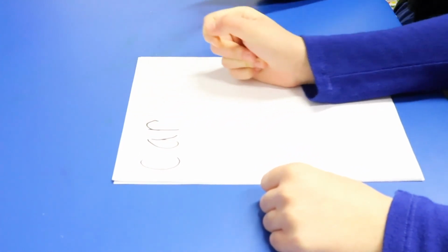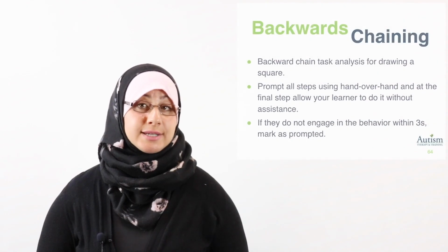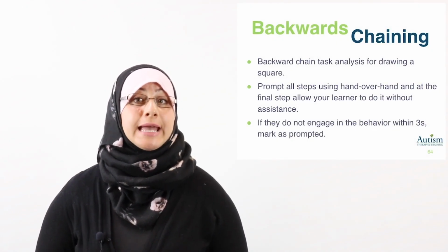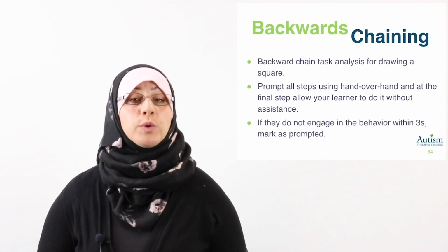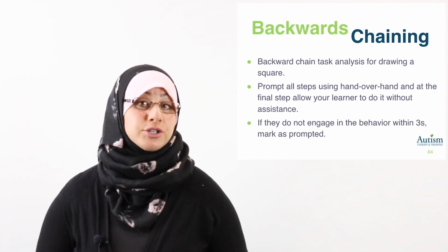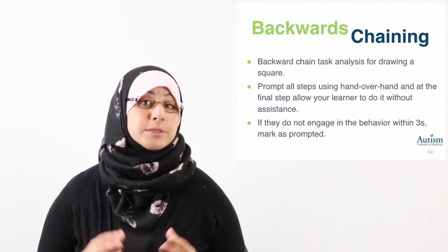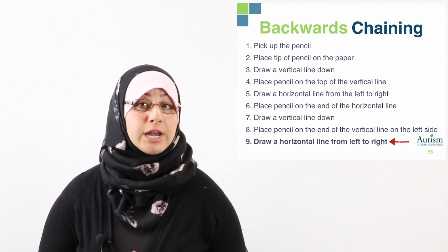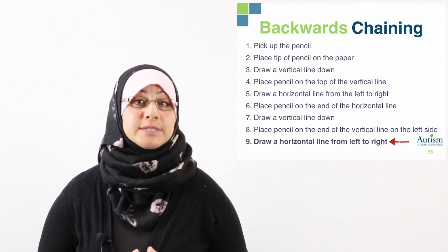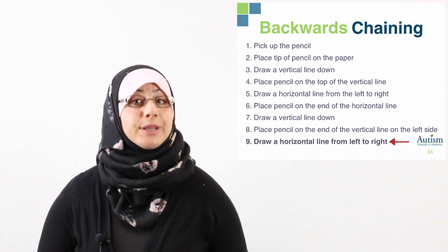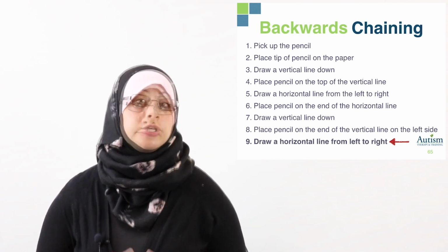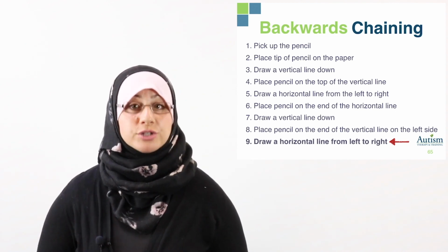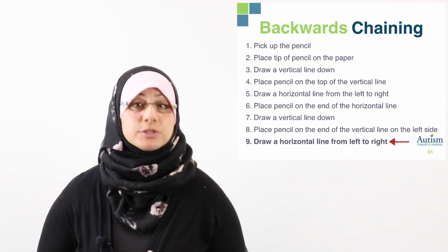Good job. Backward chain task analysis for drawing a square. Prompt all steps using hand over hand, and the final step, allow your learner to do it without assistance. If they do not engage in the behavior within 3 seconds, mark it as a prompted trial. If you're going to teach your learner to draw a square using a backward chain, prompt the following steps that you see, but allow the learner to do the last step of the chain independently. Start prompting by picking up the pencil all the way down to the last step, which is draw a horizontal line from left to right.